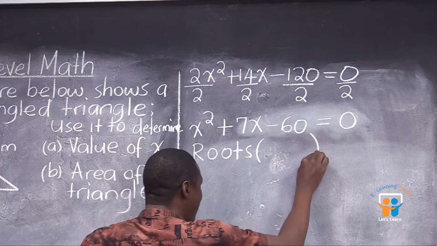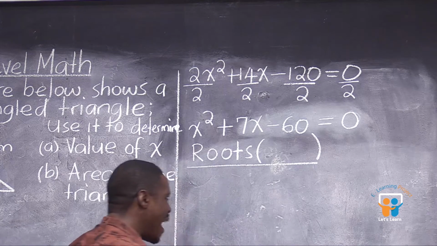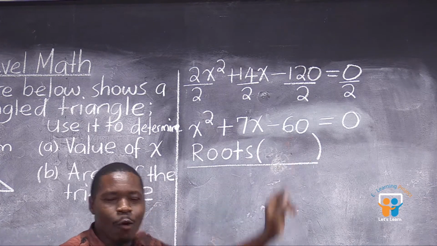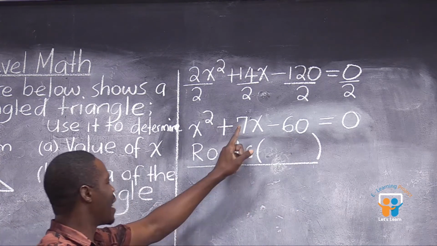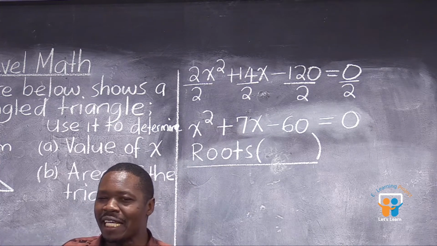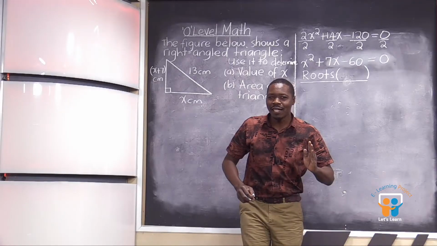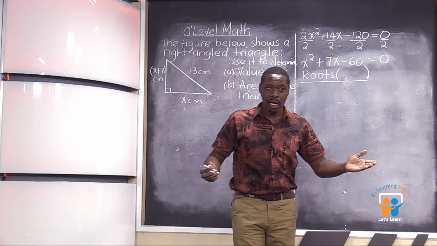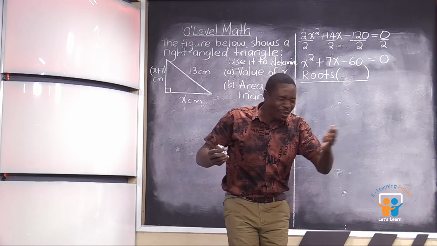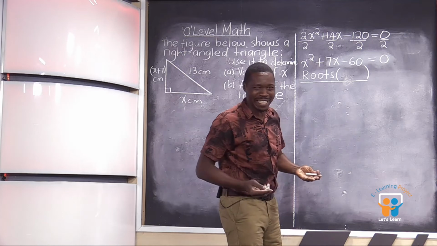Now, Mr. Examiner, sir, we need the roots. What are those 2 numbers which when we multiply, we get negative 60, and when we add those two numbers, we get a positive 7? What are they? Someone is telling me 10 and 60. I don't know, I'm not sure. Someone is saying 15 and 2. No, let's go and try it together and we see what we get as the answer.